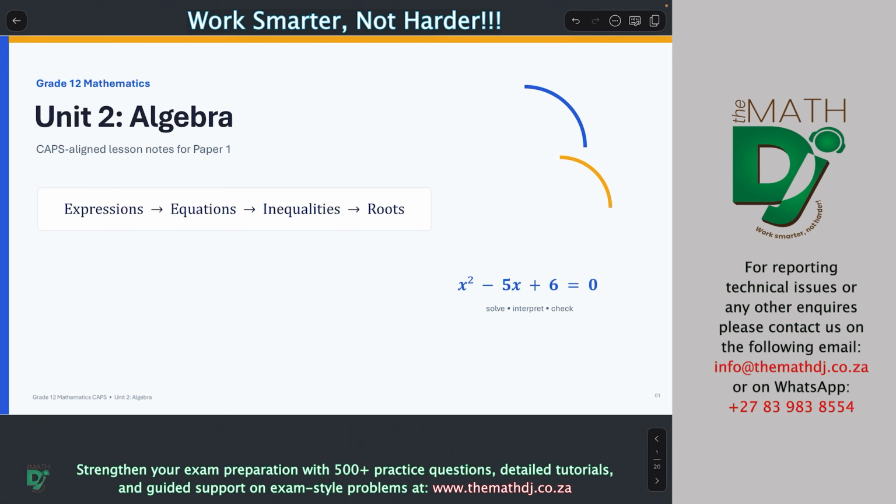Welcome back to grade 12 mathematics. Today we're going to deal with unit 2, algebra. Under unit 2 we're going to discuss expressions, equations, inequalities and roots.